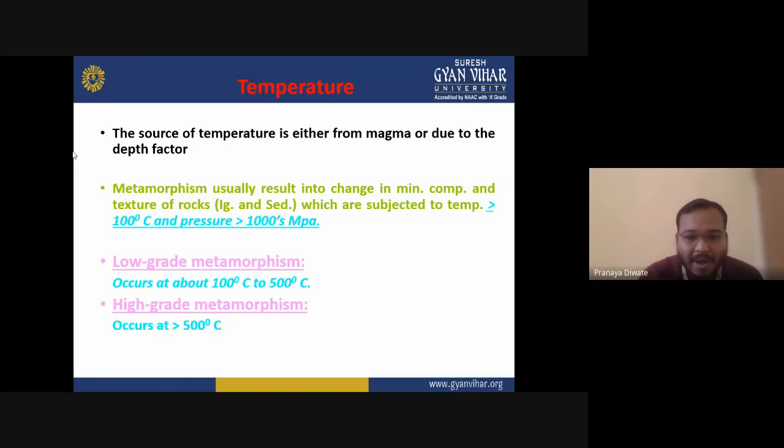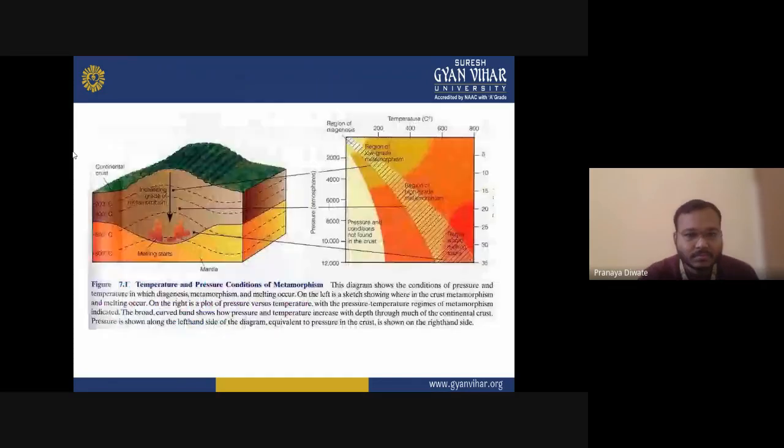Then you have high grade metamorphism. High grade metamorphism occurs at more than 500 degrees Celsius. So this is the temperature and pressure condition of metamorphism.